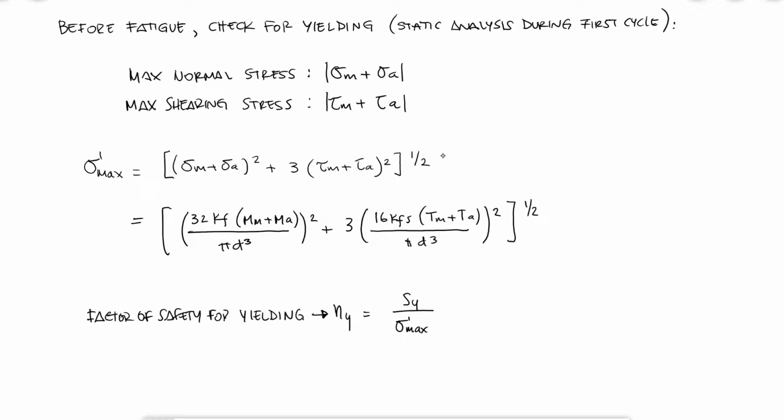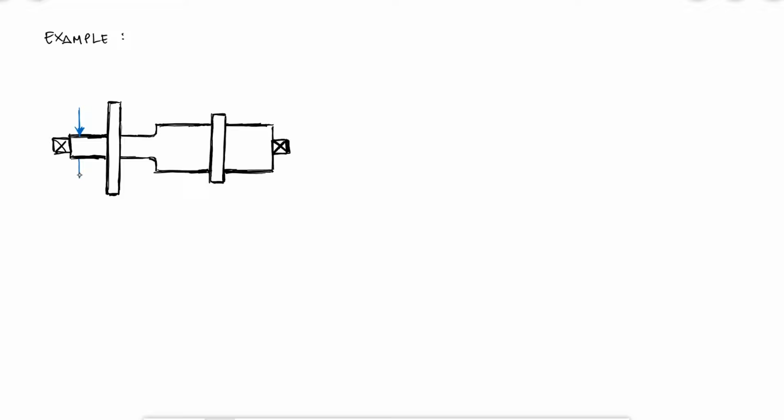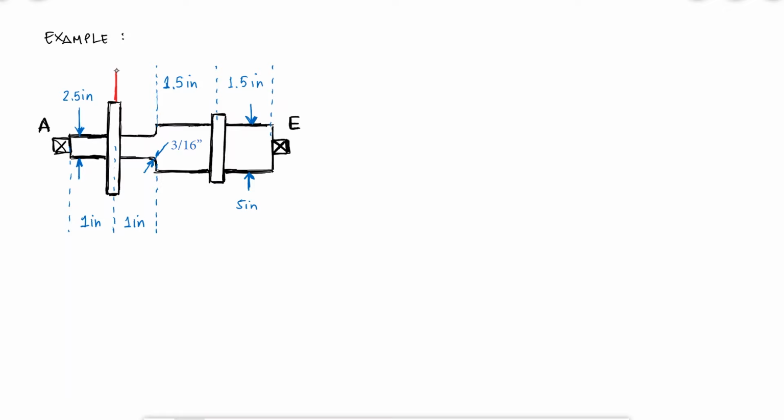Let's look at an example where we evaluate the fatigue factor of safety for a given shaft application. A steel shaft with two diameters is rotating on bearings A and E, and it's transmitting a torque from gear B to gear D. We would like to evaluate the fatigue factor of safety using the DE-Morrow criterion.